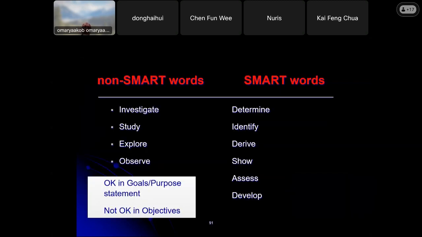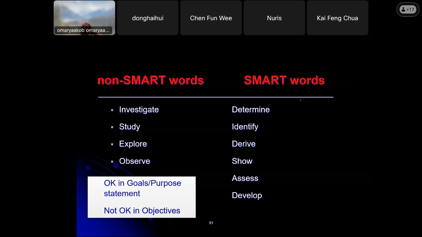Now we go to the words that Nuris asked about just now. Number 1 is we do not use common words like to get, to find, and so on. Those are non-formal words. So we must use smart, formal words. And you see the words will be 2 kinds: the non-smart words, and the smart words. The non-smart words are investigate, study, explore, observe. This kind of word we do not use in objectives, but we use in goals.